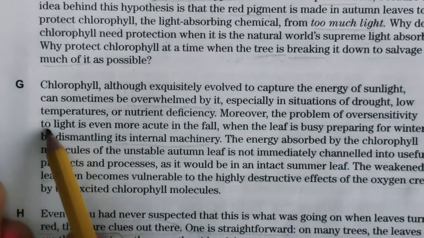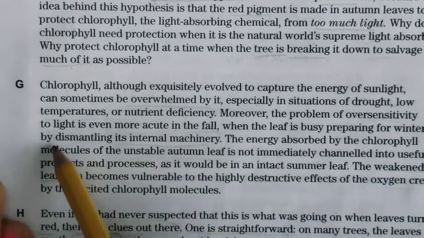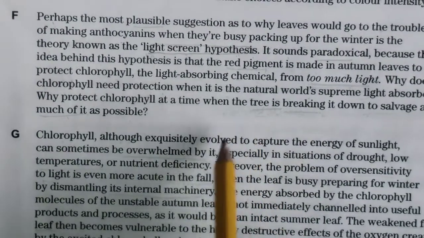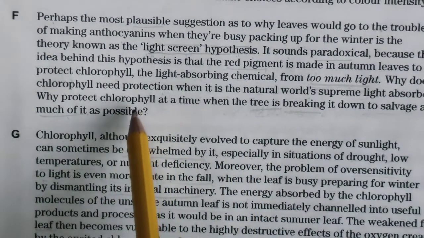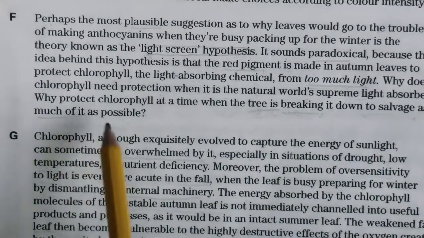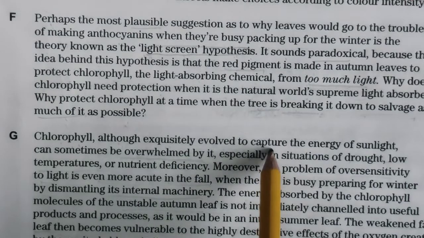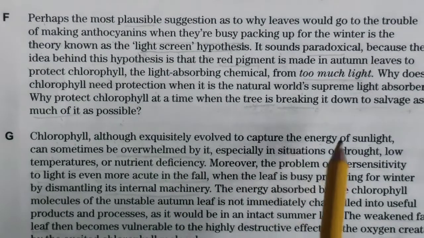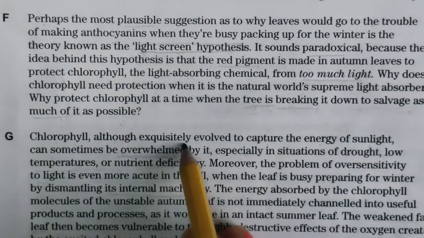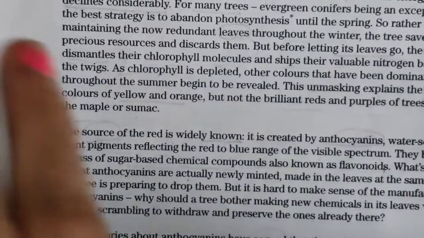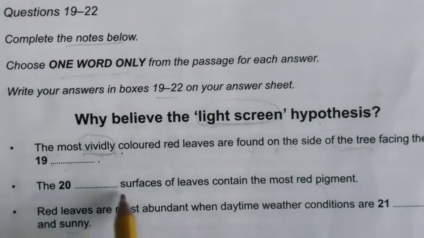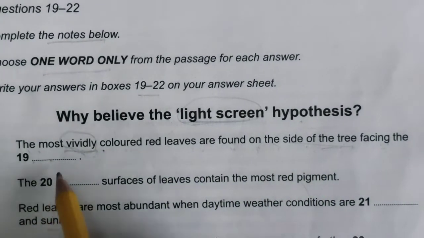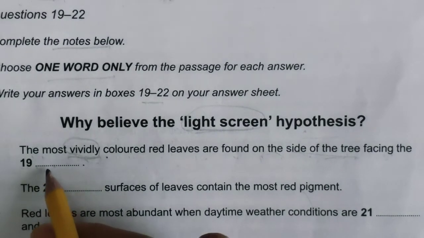Moreover, the problem of light is even more acute when the tree is preparing for winter. So here they must be talking about this. Why protect chlorophyll? The tree is breaking it down to salvage as much as possible. Chlorophyll, although evolved to capture the energy of sunlight, can sometimes be overwhelmed. Overwhelmed here means too much. So now, the most vividly red colors are found on the side of the tree facing the, yes, facing the what? Facing the light, where more sunlight is given.